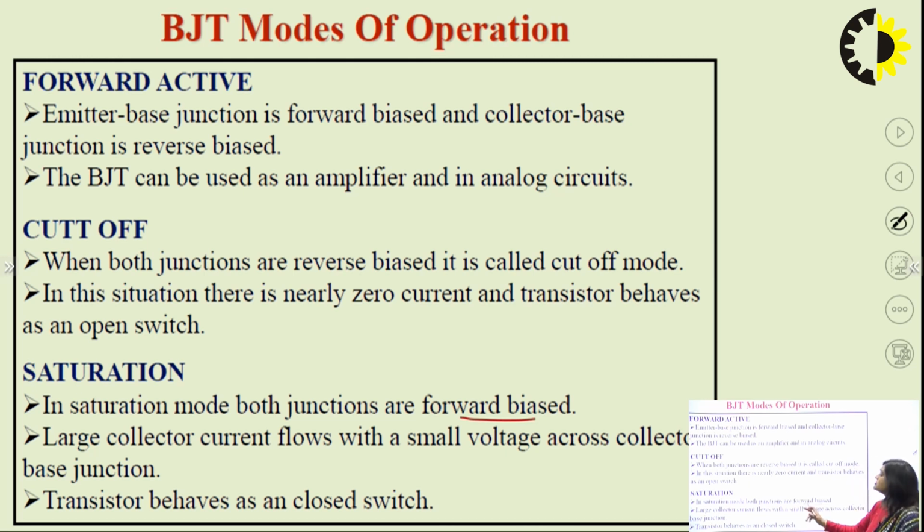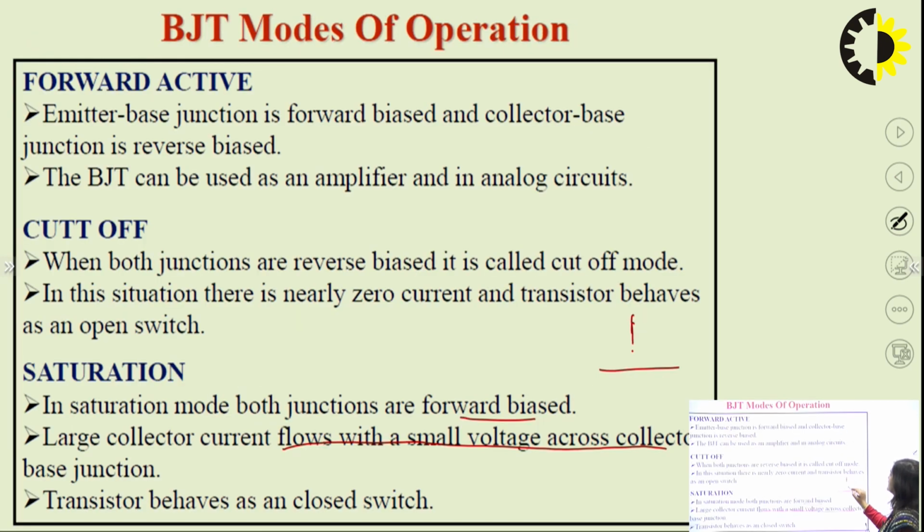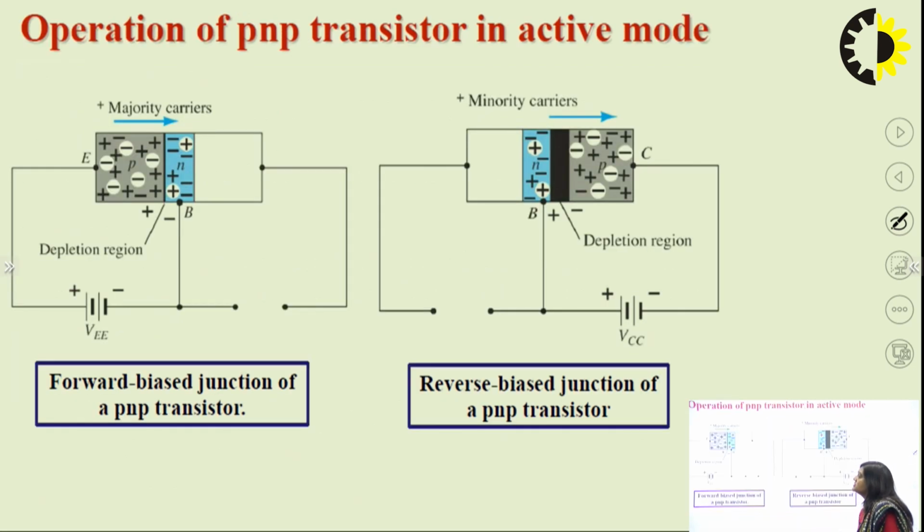And in this case also we have seen that a large collector current flows with a small voltage across the base junction. I have shown you that in the graph also. This was the graph where I plotted VCB here: here VCB is 0, here VCB is forward bias, and here VCB is reverse bias. This is your IC. So here VCB is 0 and we are getting the IC current. This is the operation of the PNP transistor in active mode.